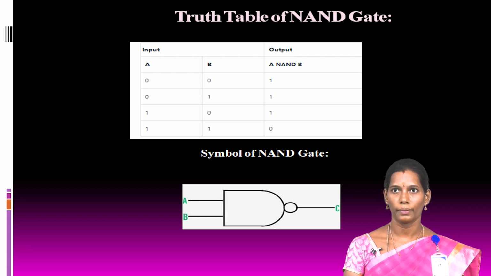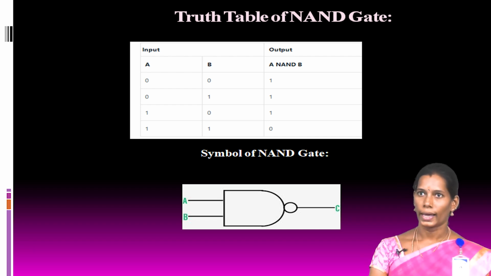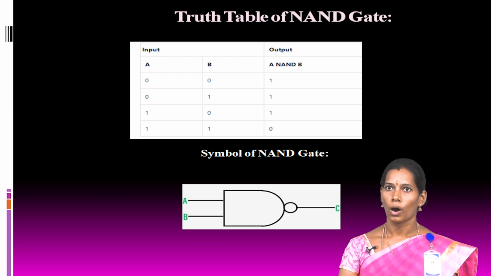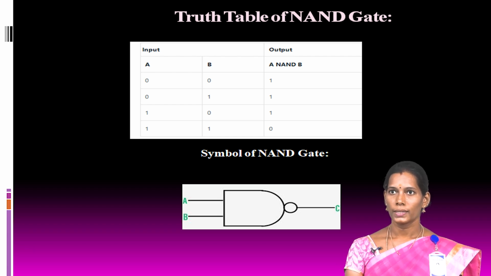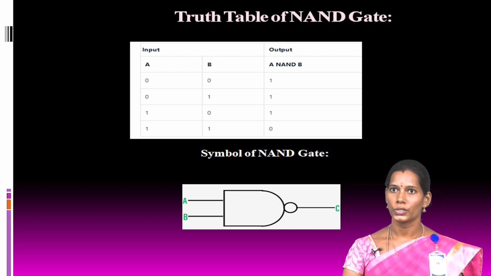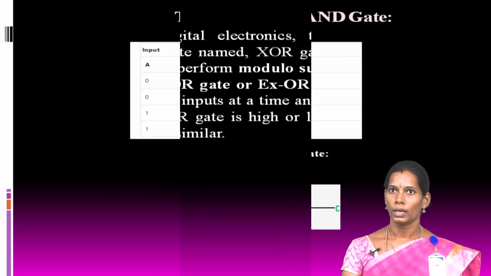Symbol of NAND gate. The logic symbol of a NAND gate is represented as an AND gate with a bubble on its output, as described in the following figure. This is the symbol of a two input NAND gate. For example, a logic gate with two inputs produces one output.